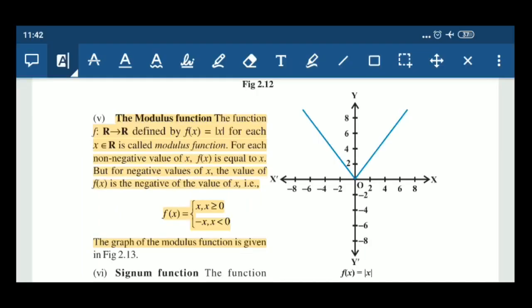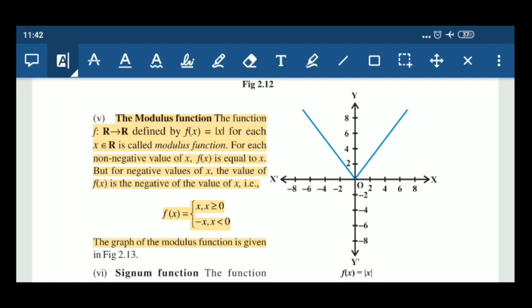And this type of function is not new for you. See, the name of the function is the modulus function. The function is defined by f(x) equals modulus of x. And modulus means whatever the value of x, it may be a positive or negative real number, but when you take the modulus of it, you will get a positive value.